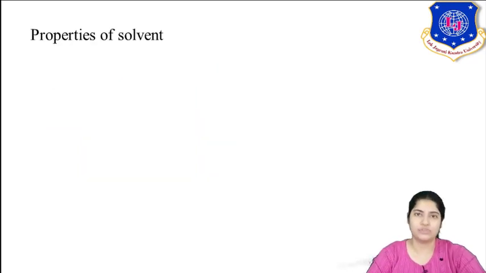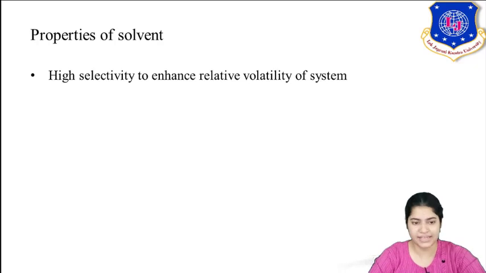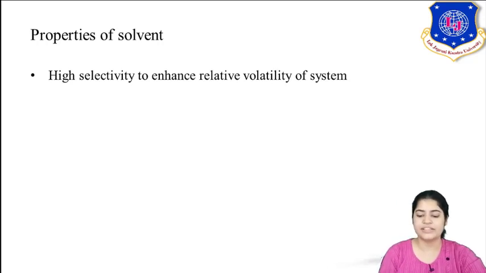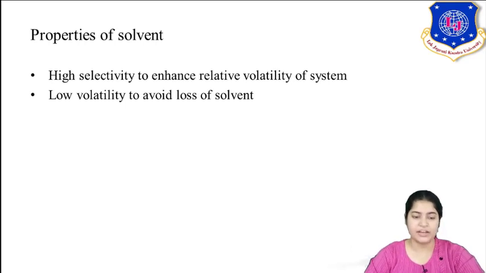What are the properties of the solvent now? As we are using a solvent here, there are certain properties. First, it should be highly selective to enhance the relative volatility of the system. Highly selective means it can be used for varied systems. It should not be that, for example, my C is only applicable for A plus B. Your C can also be used for other systems. It should be less volatile. Of course, we don't want our solvent to be lost, right? It should come in the bottom part only. Hence, it should be low volatile.